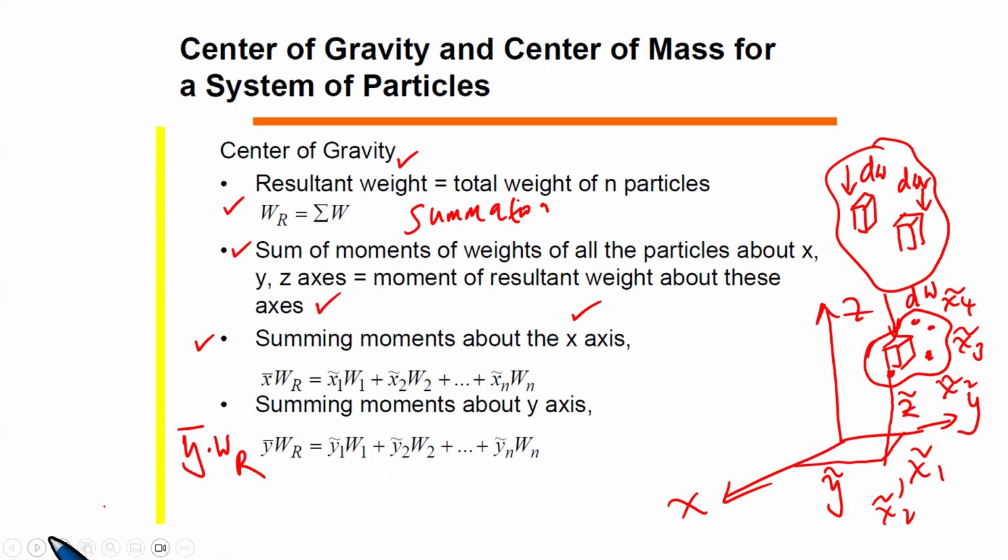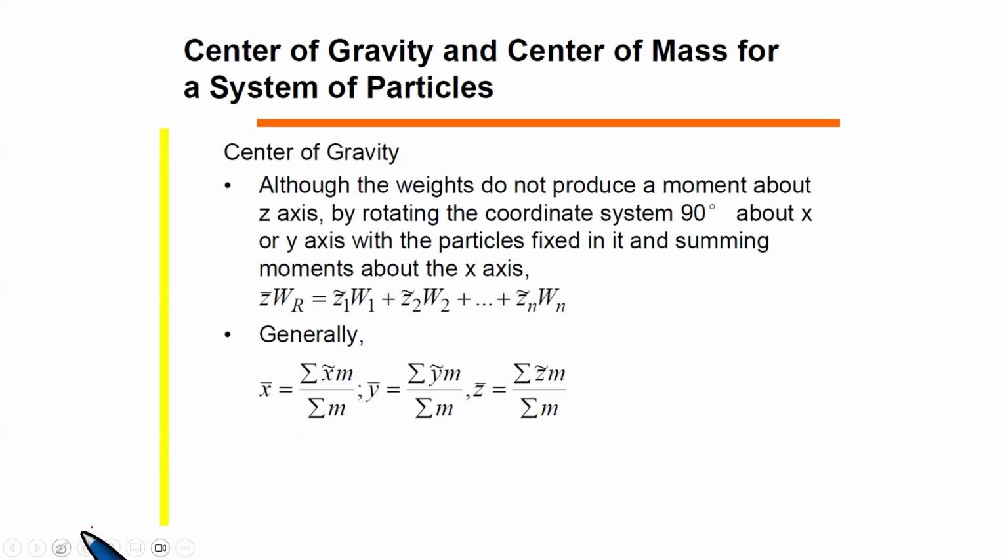Right, and we can do the same with the z. This is x, y, and then we can do the same with the z. Although the weights do not produce a moment about the z-axis, this is very important for the center of gravity. Because we're dealing with weights, these weights are downward, so they don't actually produce a moment about the z-axis. So they produce moments about the x and y.